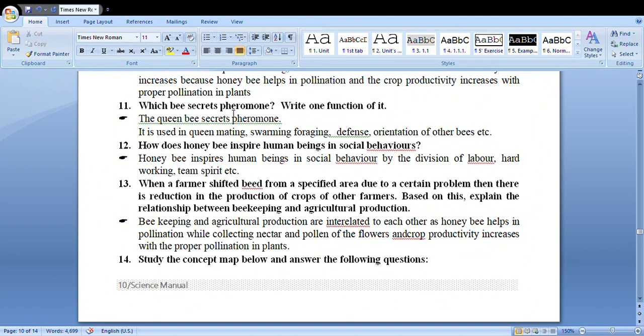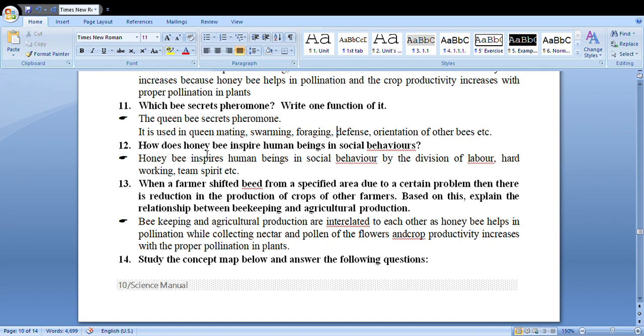Which bee secretes pheromone? Write one function of it. The queen bee secretes pheromone. It is used in queen mating, swarming, foraging, defense, orientation of other bees, etc.